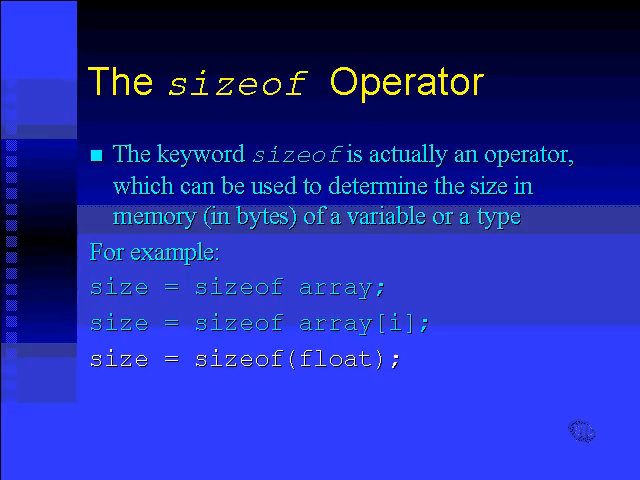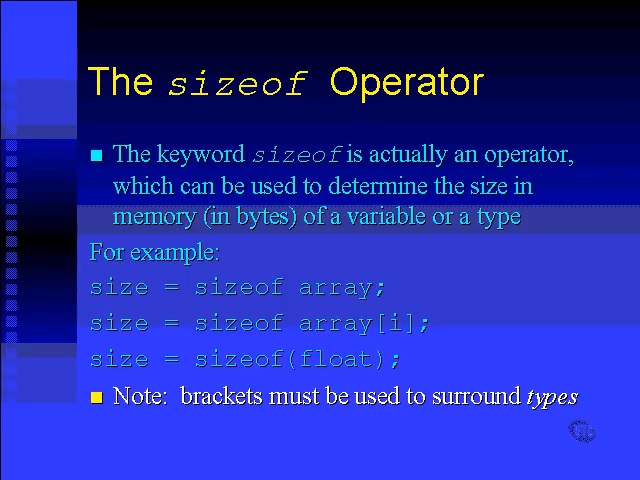You can even find out the size of a type. You can just say sizeof float. But it's somewhat special. If you're trying to find out not the size of a variable, but the size of a type, then you must use brackets to surround the type name. Why that is, well, it's a compiler issue, and if you think about it, you'll see why that might be. Anyway, let's go and have a look at some examples of the sizeof operator.